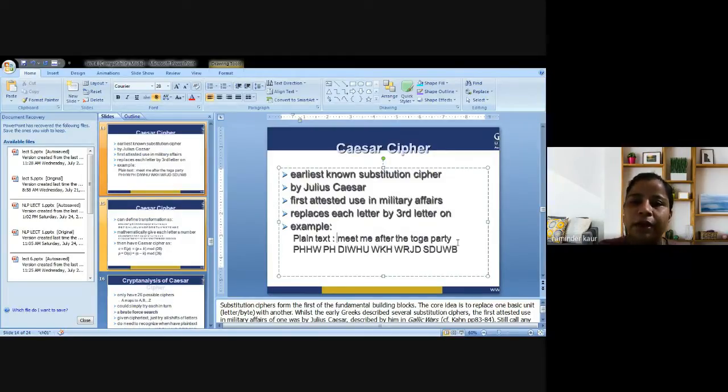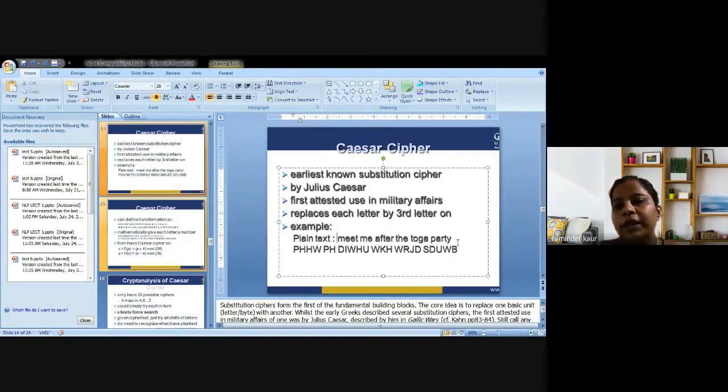Next is after. A will be represented by D, F by I, T by W, E by H, and R by U. Next is the. T will be represented by W, H will be represented by K, and E will be represented by H. So the will be represented by WKH.